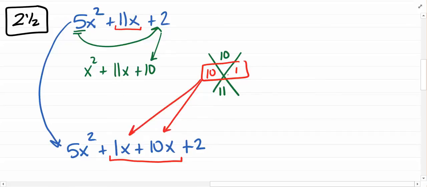So because I knew that, the 10 and the 1, that's how I came up with the 1 and the 10. And it doesn't matter if you put the 10 here and the 1 there, or the 1 and the 10 there. That part never really matters. All you have to do is figure out the diamond problem based off of this new quadratic that you get by multiplying the first term times the last term.